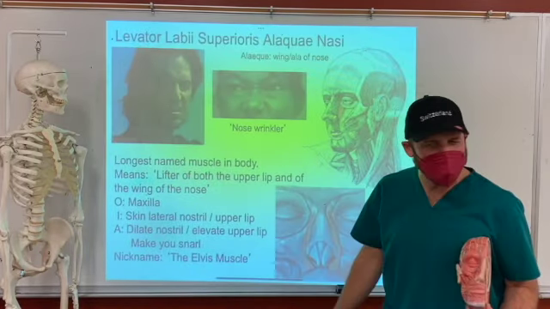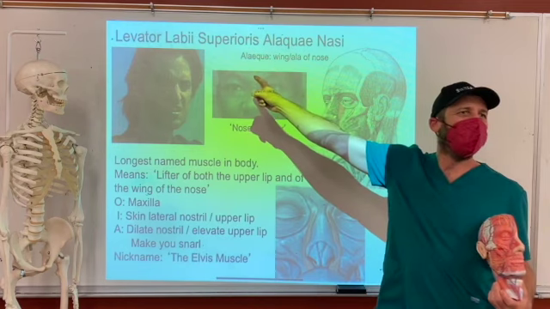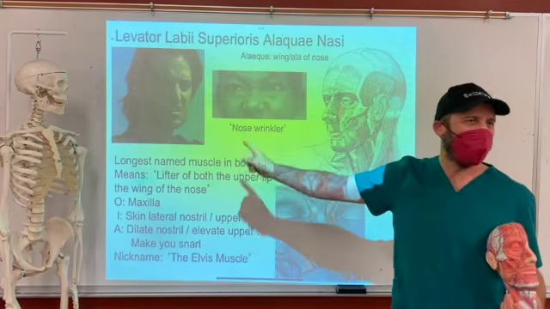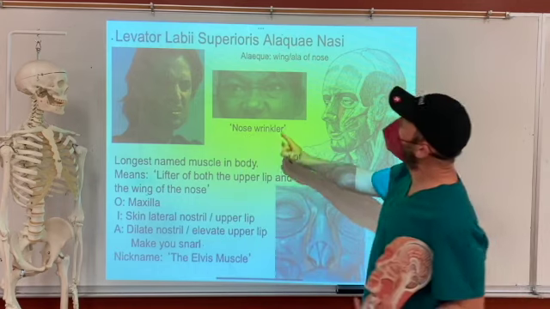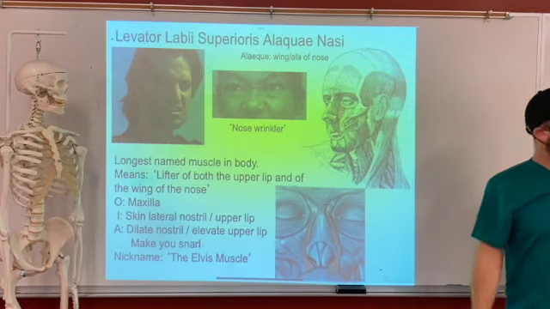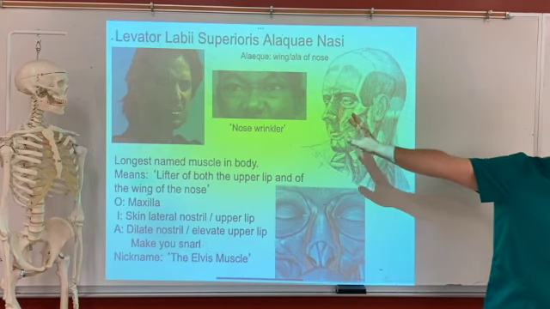Talk about muscle names. Look at that name. That's a long name. It's not on the test, don't worry about it. But levator labii superioris aliquinasa. It's the longest muscle name. So after that, you don't have to worry about it anymore.